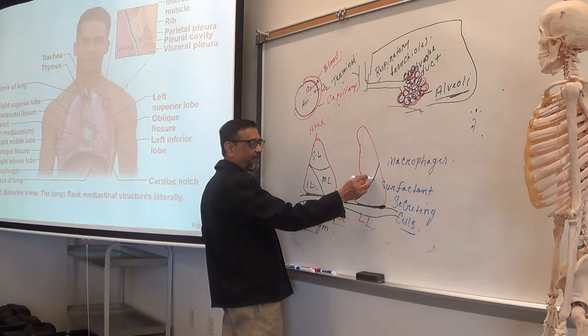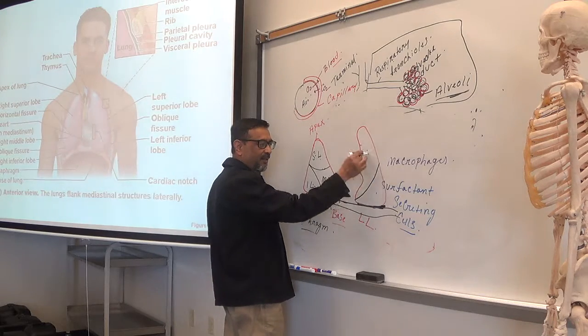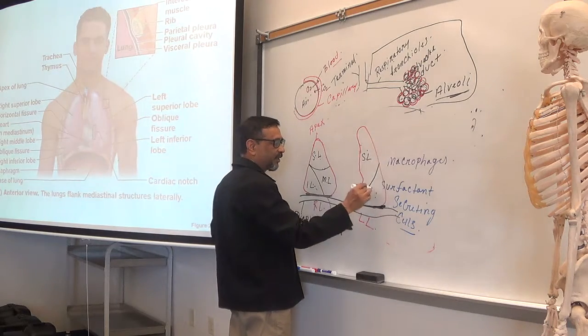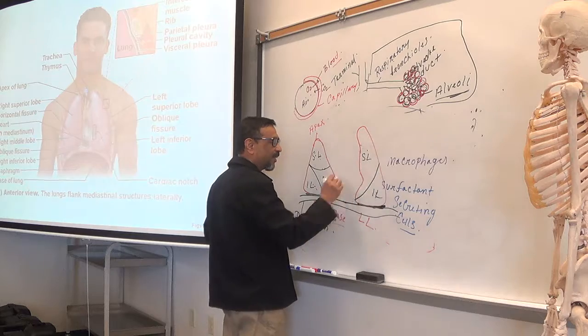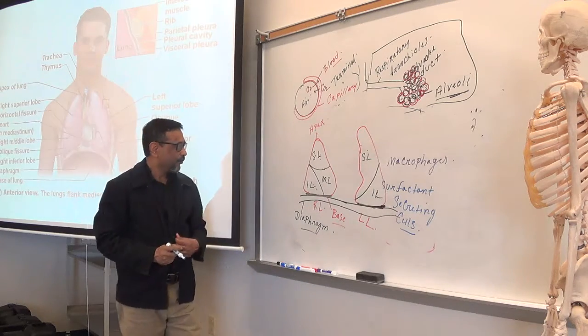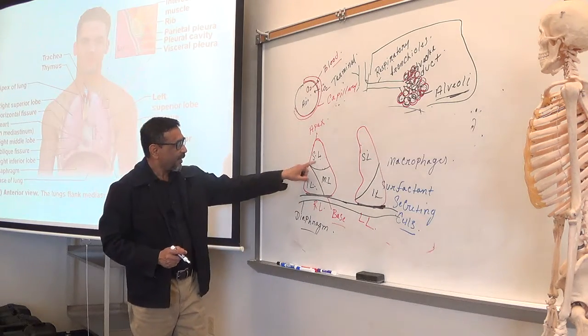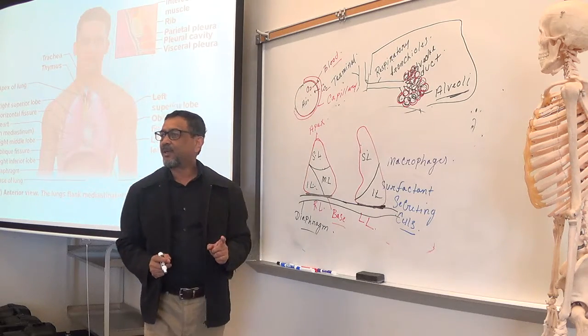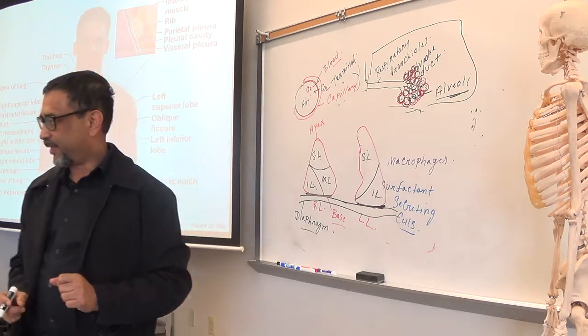Only 1 oblique fissure. So how many lobes? 2. Superior lobe, inferior lobe. Okay. Now, having the lobes has a clinical significance.